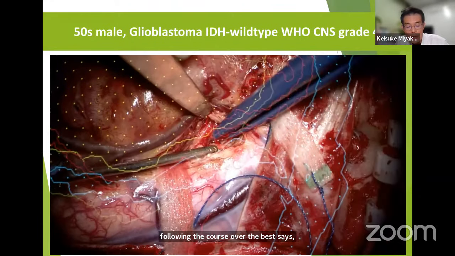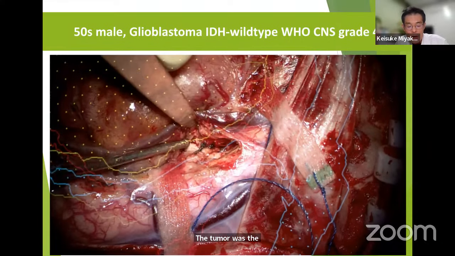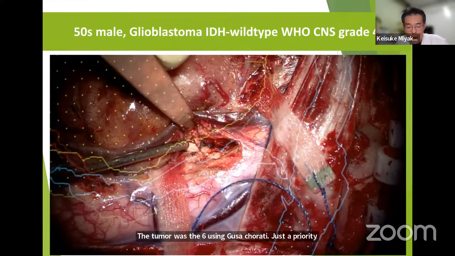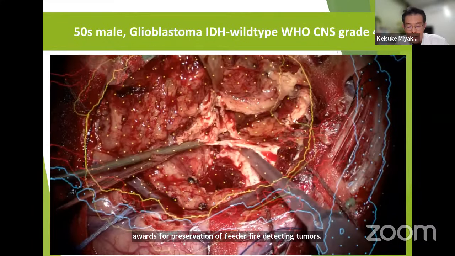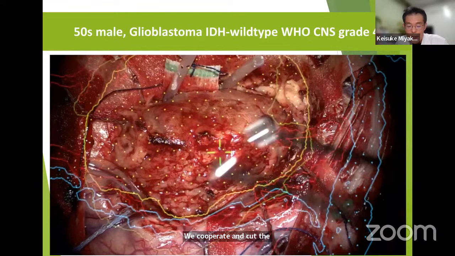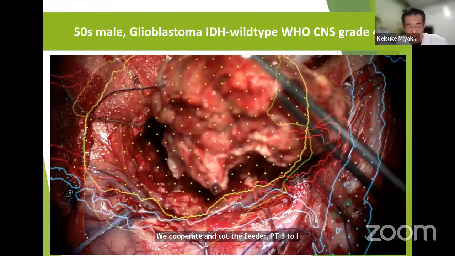The tumor was dissected using the ultrasonic aspirator. It allows for preservation of feeders while detecting tumors. We coagulate and cut the feeders repeatedly, ultimately excising the tumor as a single mass.